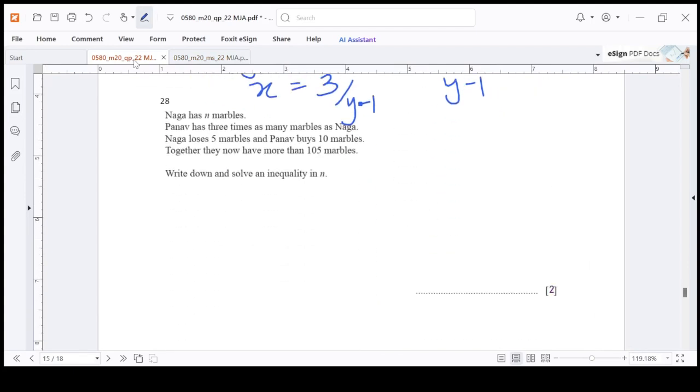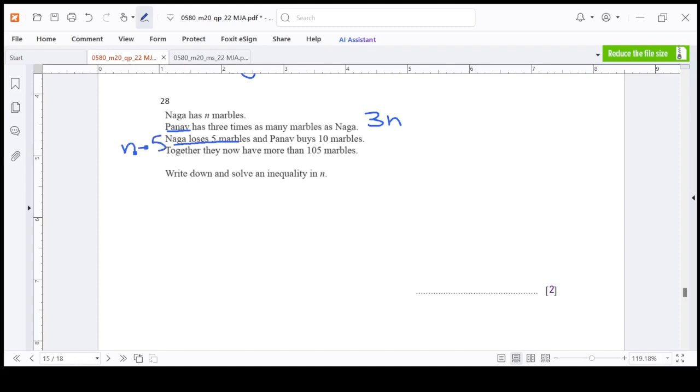Okay. Naga has n marbles. Pranav has 3 times as many marbles as Naga. So that means he has 3n marbles. Let's write that down. So he has 3n. Naga loses 5 marbles. So that's going to be n minus 5. And Pranav buys 10 more marbles. So now he'll have 3n plus 10 marbles.